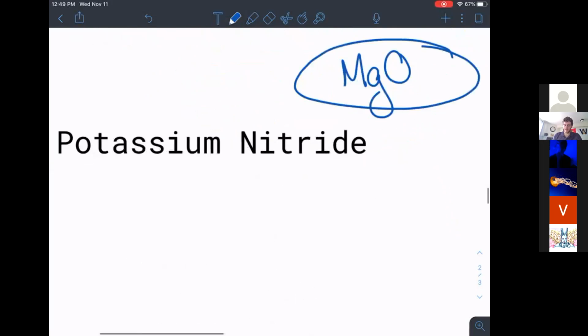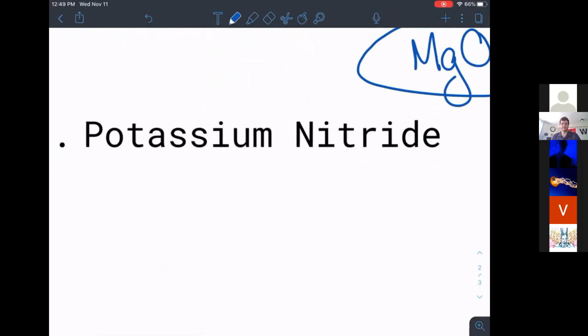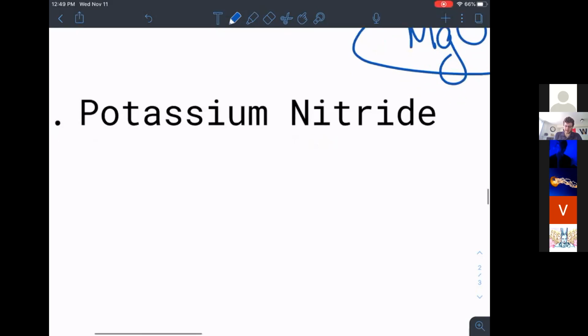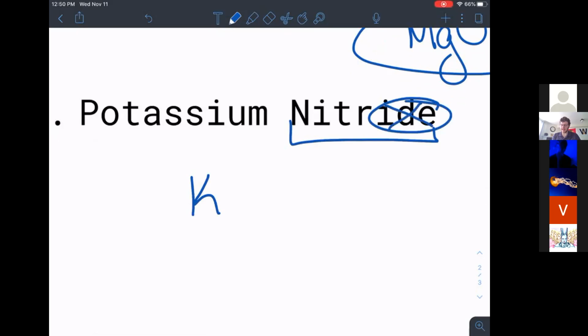Potassium nitride. What is the element symbol for potassium? K. Okay. What is the element symbol for nitride? Ni. Careful, that's going to be nickel. So remember, nitride is a non-metal, so we changed the ending. This IDE doesn't really exist. So what element has the introduction NITR? Nitrogen. So what element symbol is nitride? N, perfect.